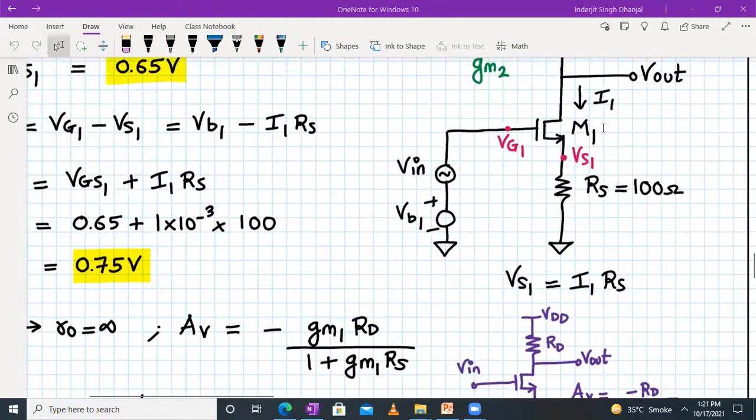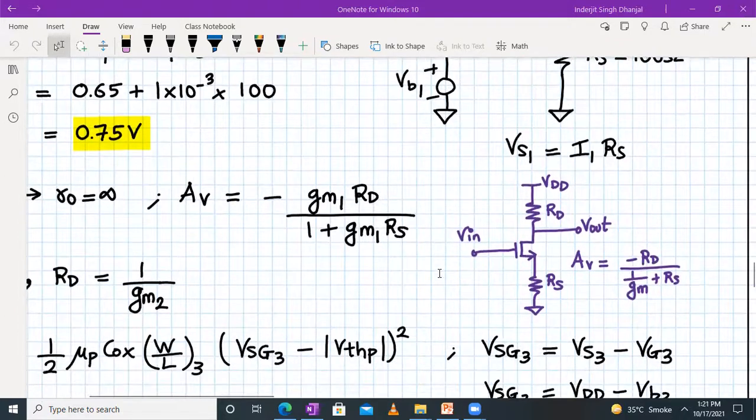Now this transistor over here is the M1 transistor. So this formula, which is Av is equal to minus RD divided by 1 upon gm plus RS, can be solved further as Av is equal to minus gm1 into RD divided by 1 plus gm1 into RS. It's one and the same thing. Only thing, this transistor will be M1. That's why we are writing gm1. Now let's see what is RD for this circuit.